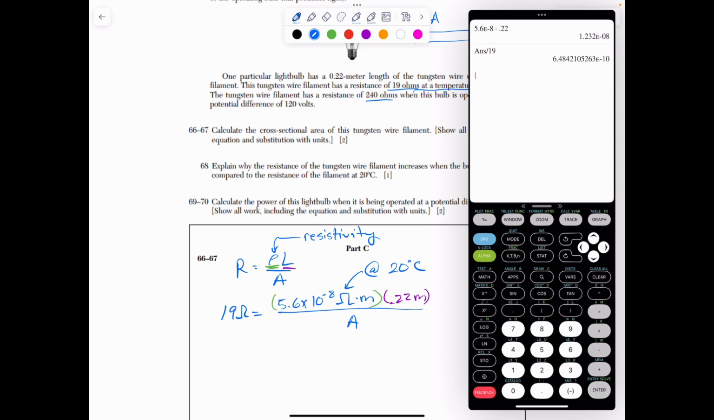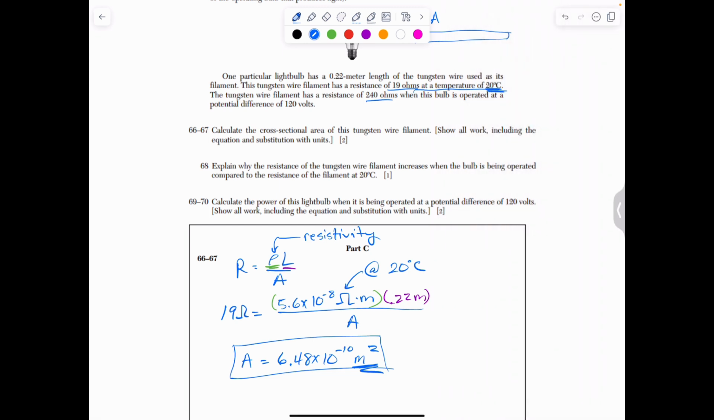And we get that our cross-sectional area is equal to 6.48 × 10^-10. And this is meters squared. Don't forget area. Just like in your math classes, you know what area is. It's got to be square units. And since we're measuring everything in meters, this is meters squared. Okay, let's look at the next part.